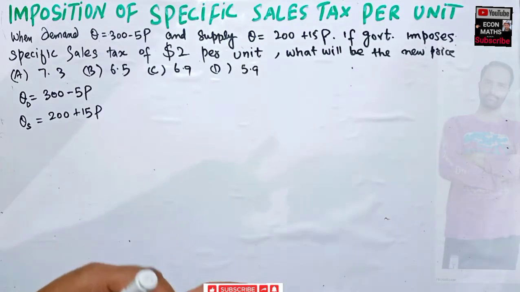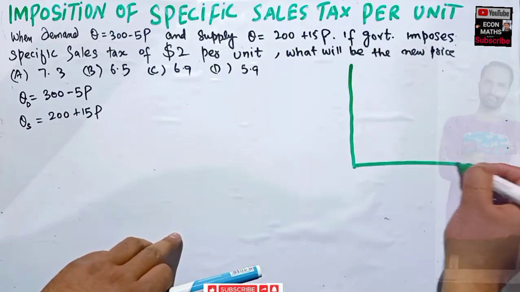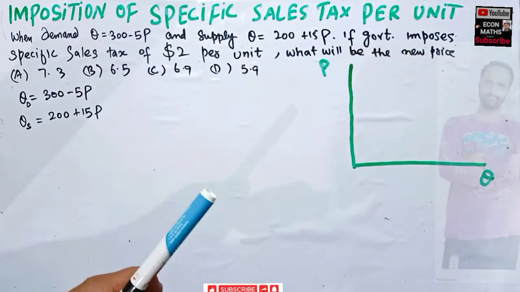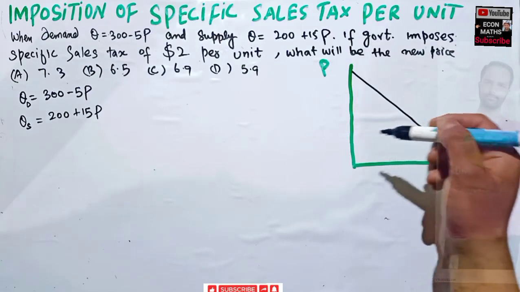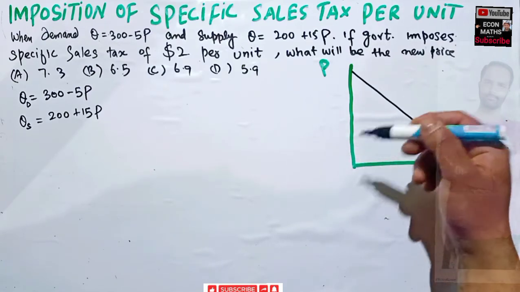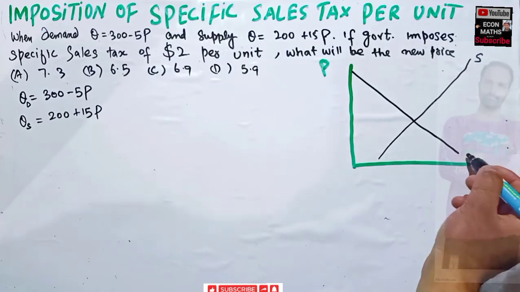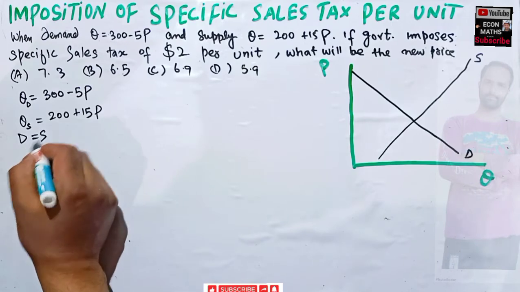Let me draw the graph here. Here we have quantity on this axis, and on the other axis we have the price. We know equilibrium occurs when the demand and supply functions intersect. Let us say this is our supply function and this is our demand function. So at equilibrium, demand should be equal to supply.